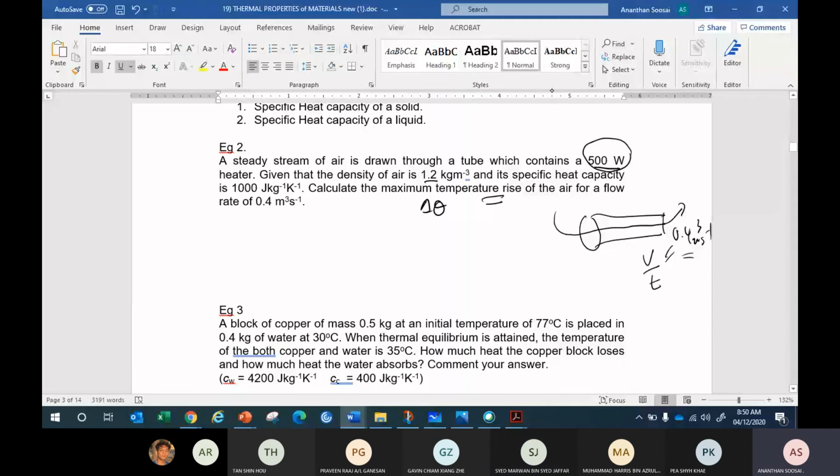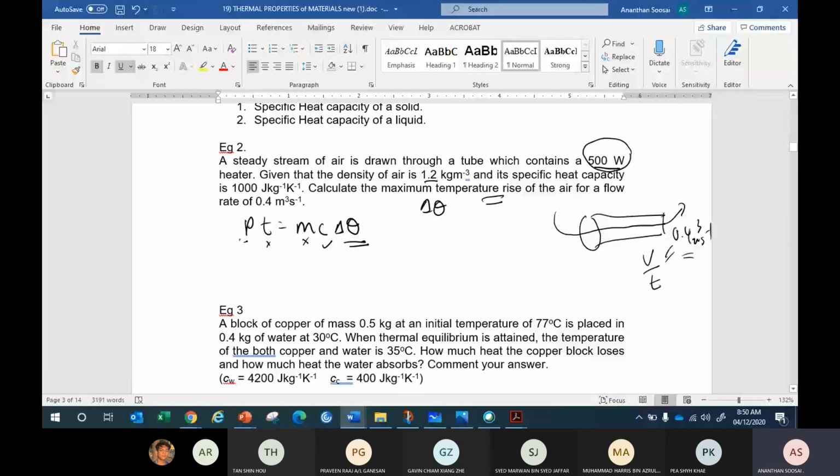So PT equals MC, change in temperature. You have to start with this. Please calculate the change in temperature. So anyone get the temperature value? You know power, but time is not given. The mass of the air is not given. Specific heat capacity is given, and this is all given.